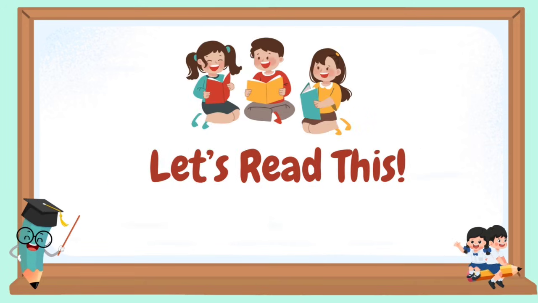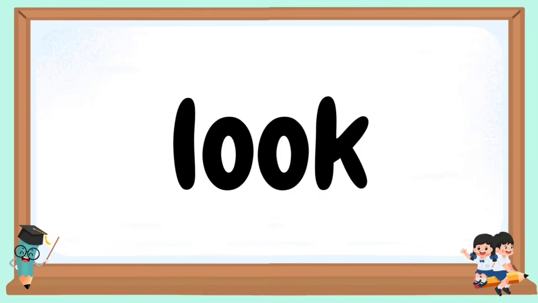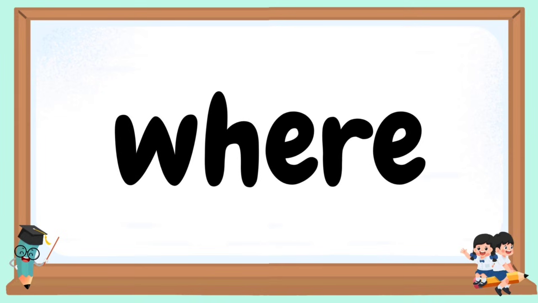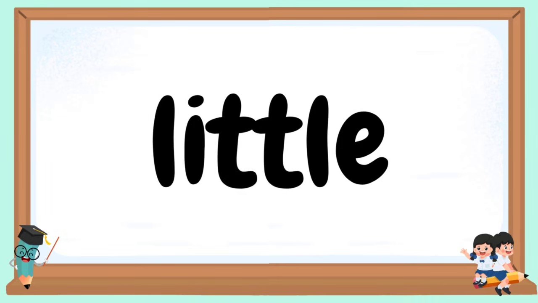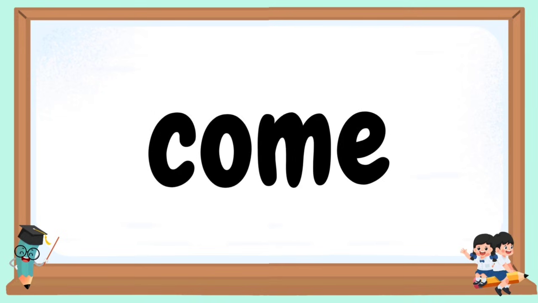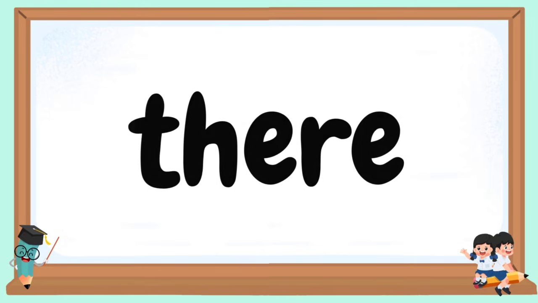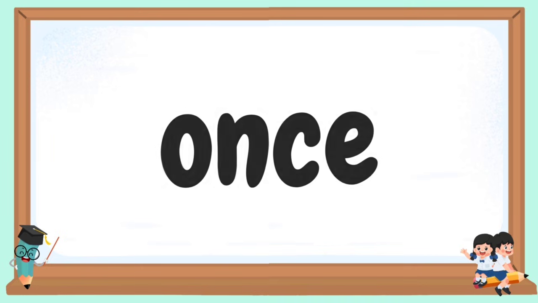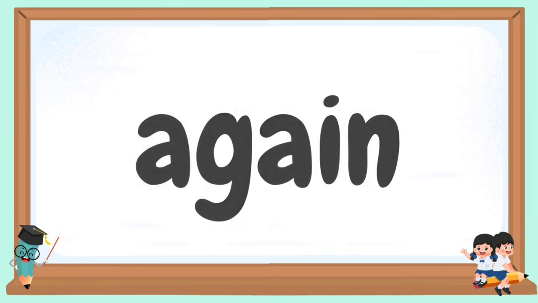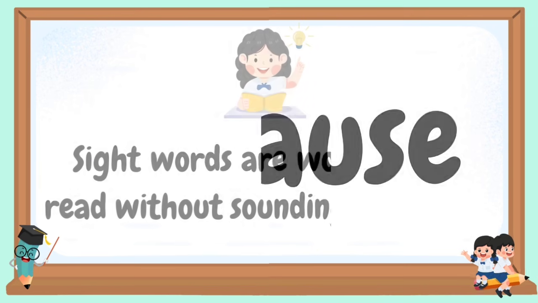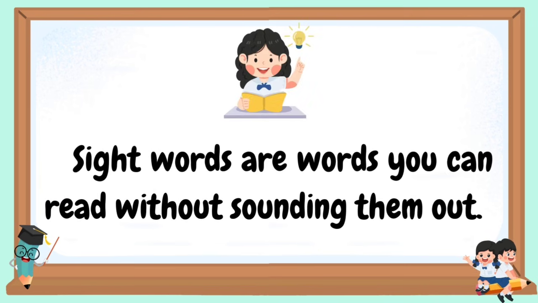Let's read this. Look, said, where, little, come, here, there, once, again, because. Sight words are words you can read without sounding them out.